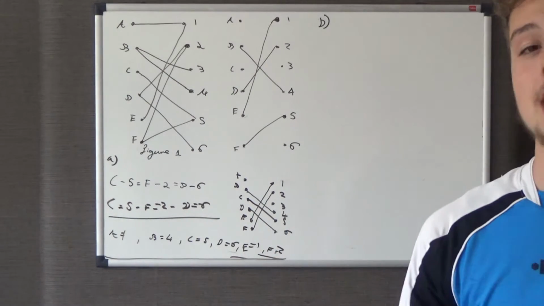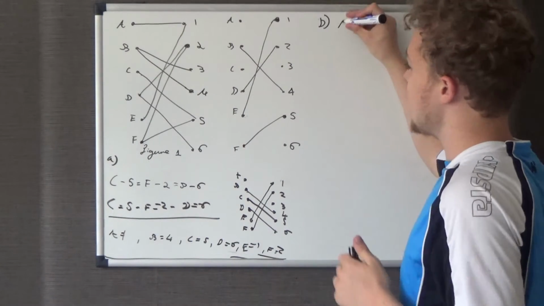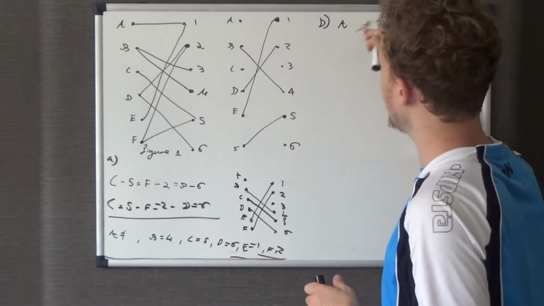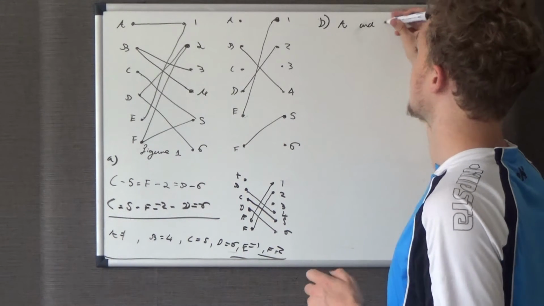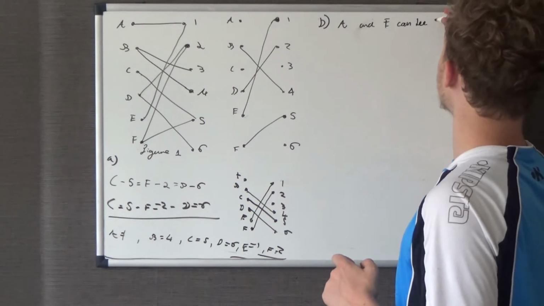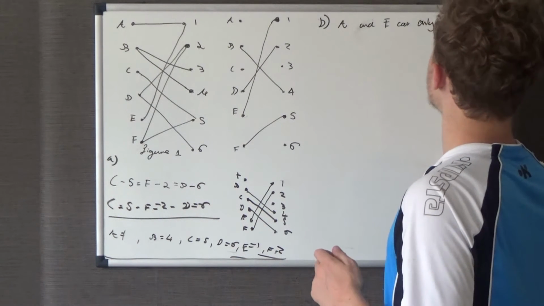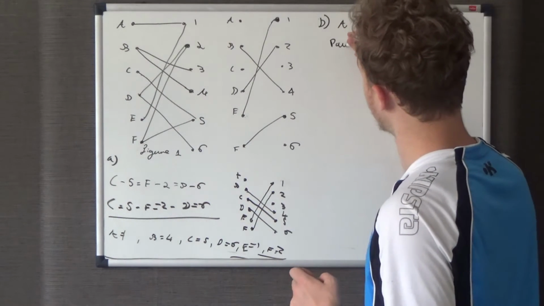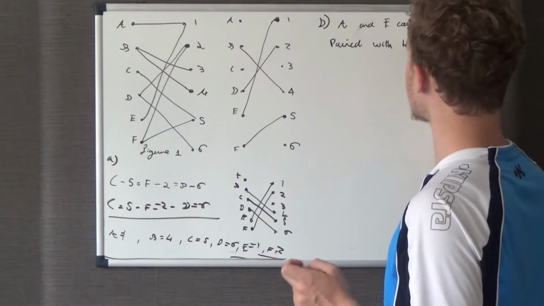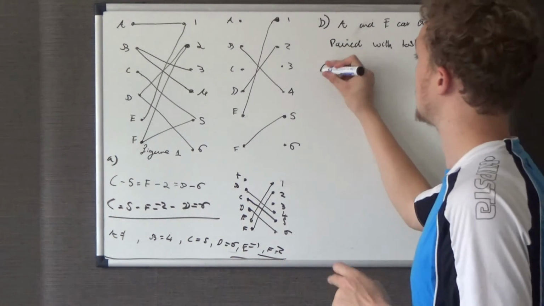You need to explicitly say, well, what's the problem? Okay? So you say A and E can only be paired with 1. So A and E can only be paired with task 1. Okay, so that's your answer for part B.